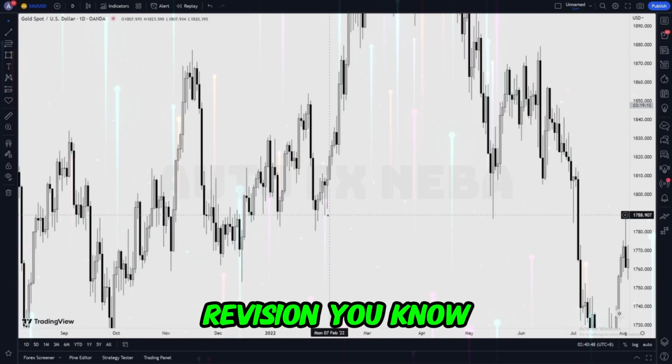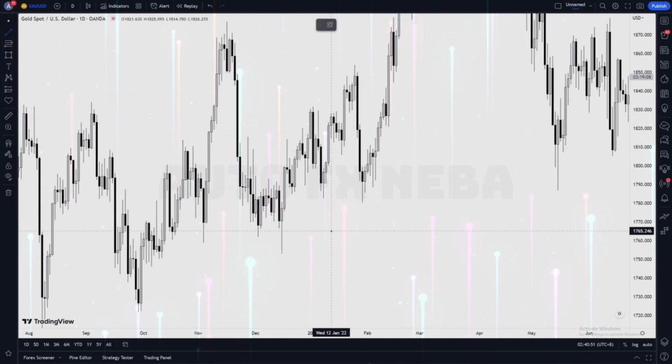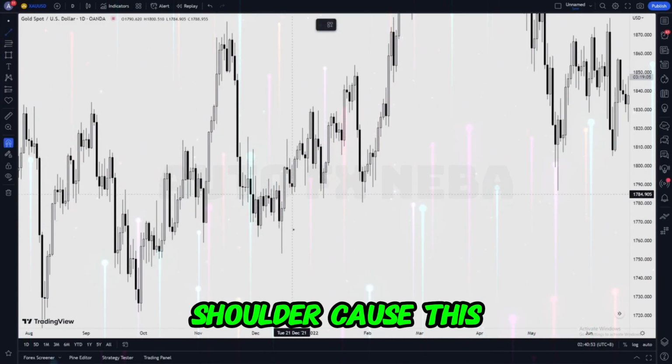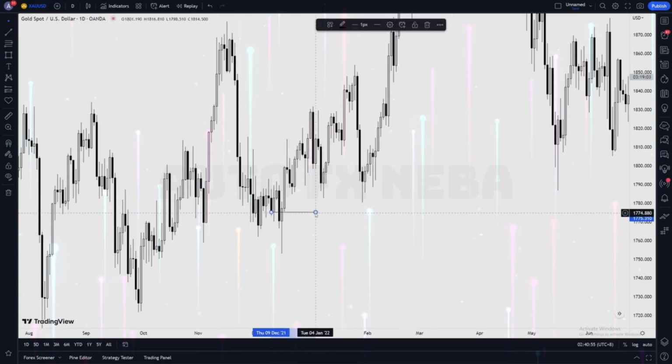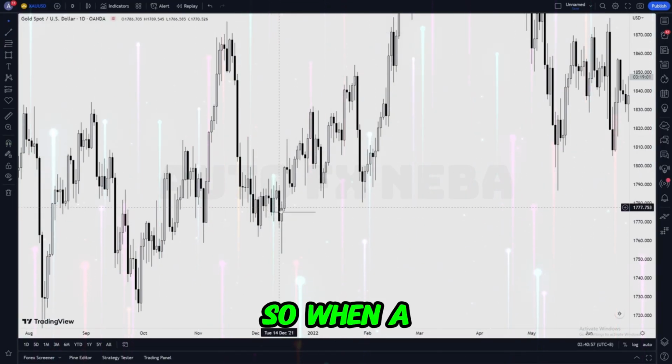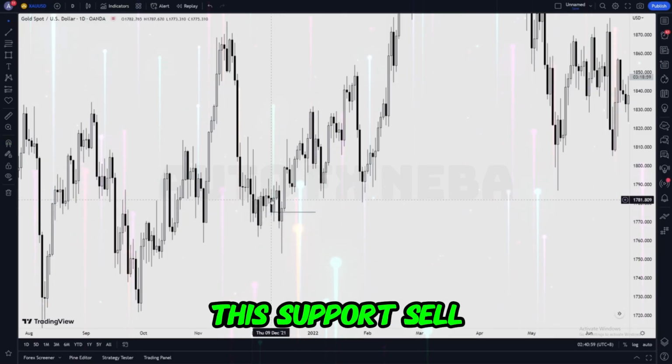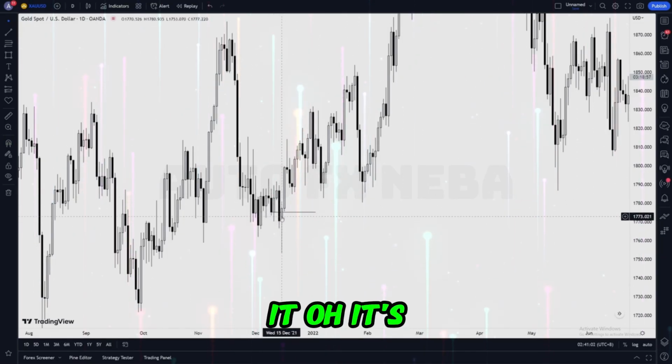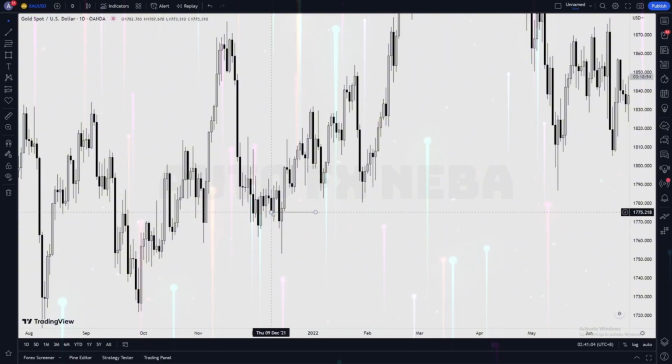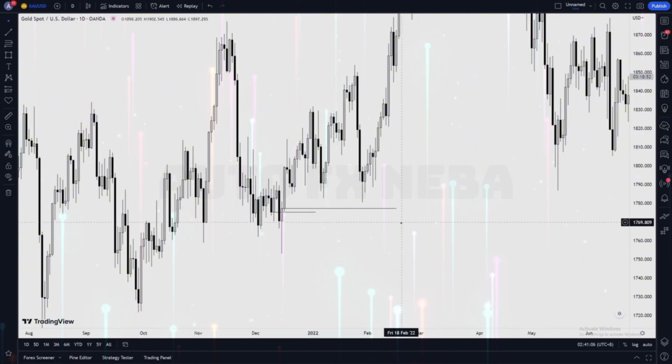Just a quick revision. We have ourselves the over here. This is not a left shoulder because this is just a wick. So okay, this is the left shoulder though, because we have a body close below it. So when the body closes below this support, why is this support? Sell, buy, support, body close below it. Oh, it's a resistance. Oh, but it breaks up again too. So this becomes the left shoulder. Open, close.